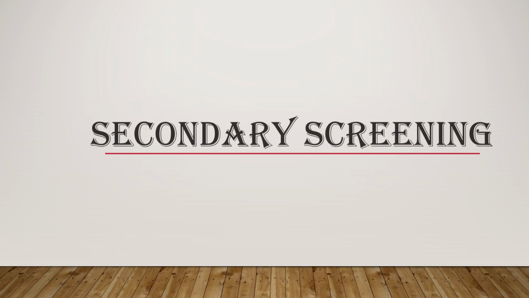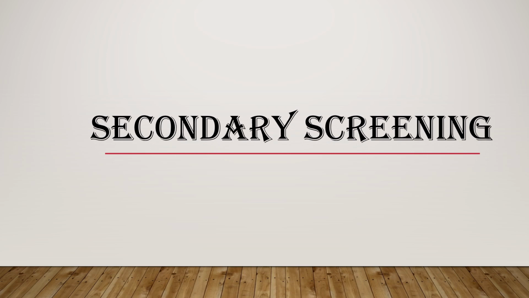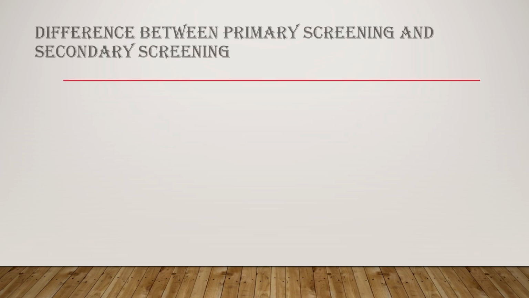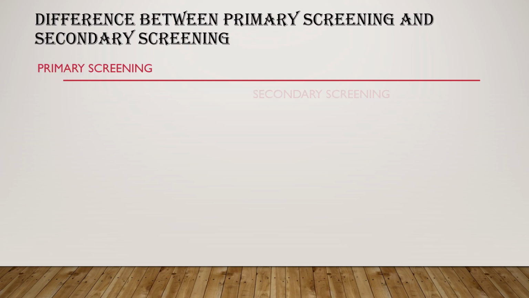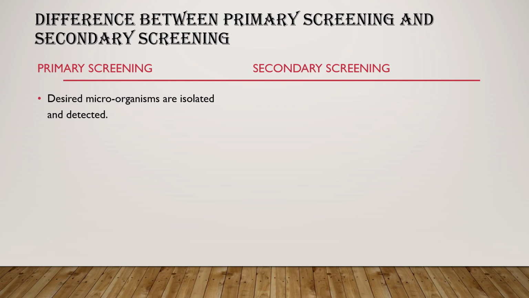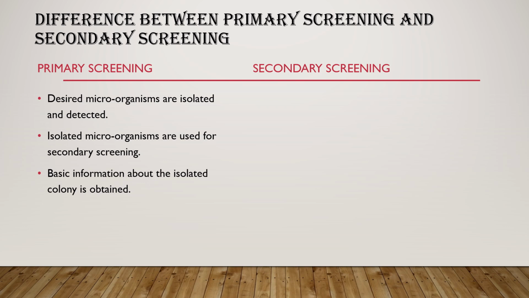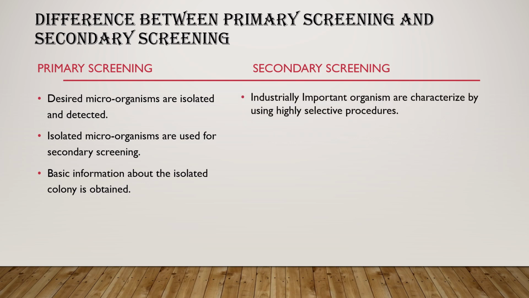Today's topic is secondary screening. So let's start with it. Difference between primary screening and secondary screening. In primary screening, desired microorganisms are isolated and detected. Here, isolated microorganisms are used for secondary screening, and only the basic information of that isolated colony is obtained. So simply, in primary screening, the organisms are isolated, detected, and further used in secondary screening, and only basic information about that isolate is obtained.